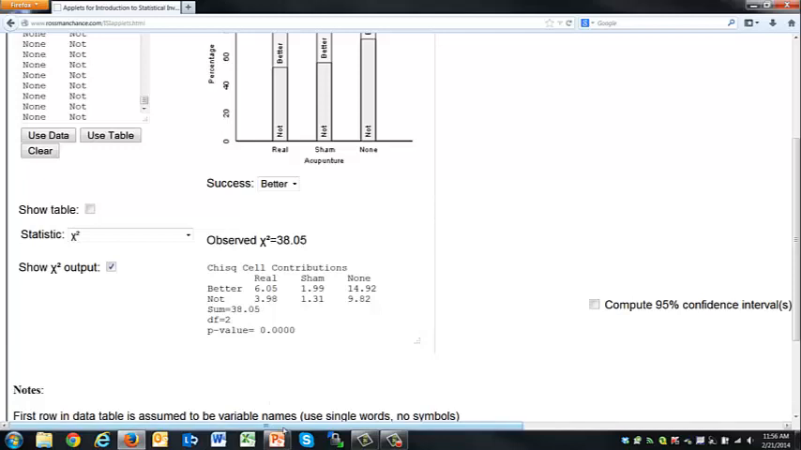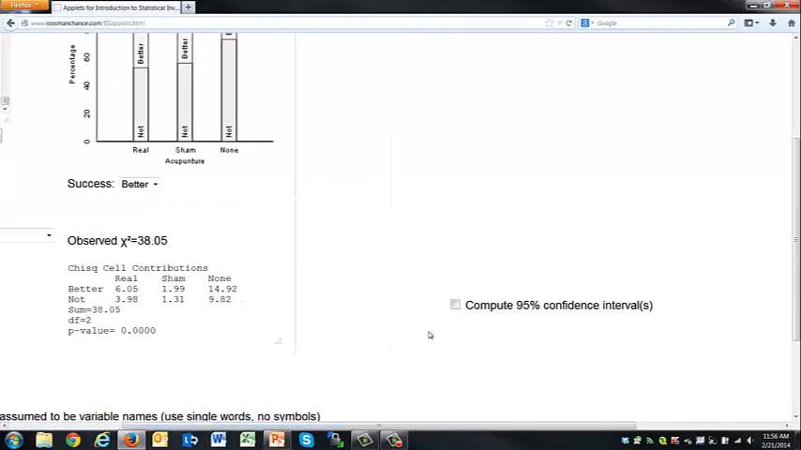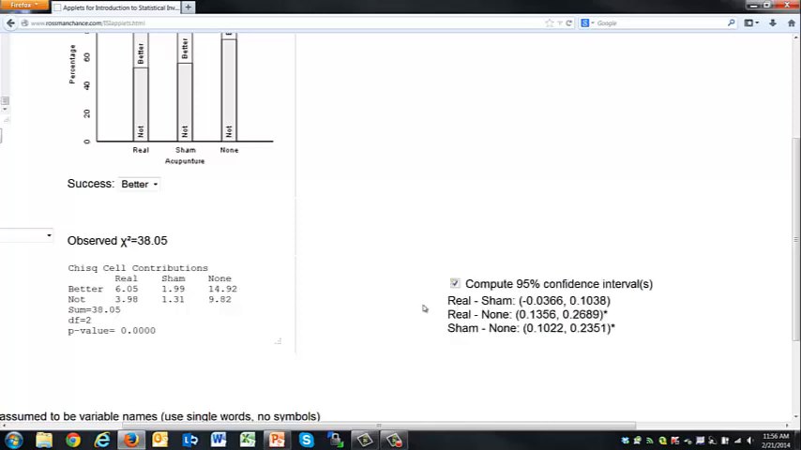To follow up this test, you can scroll over to the right and click the box for Compute 95% Confidence Intervals. This will compare each of the groups to each other group. You'll see that while there is no evidence of a difference between the real acupuncture and the sham acupuncture groups, both groups are different than the no acupuncture group.